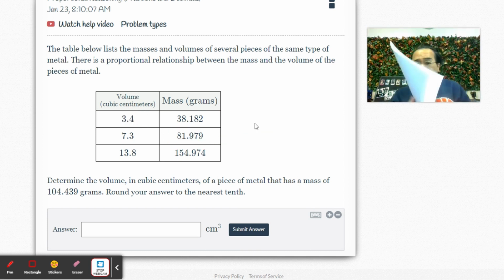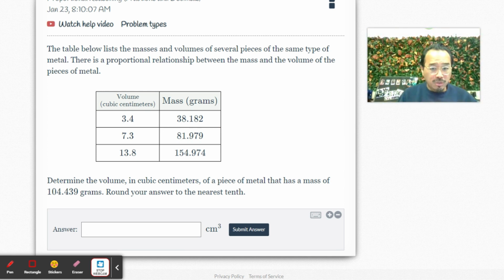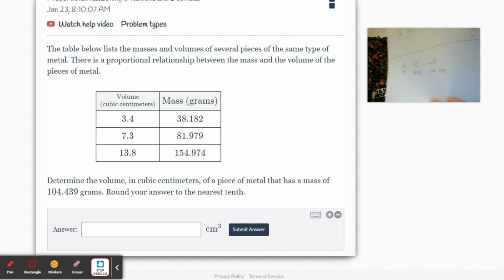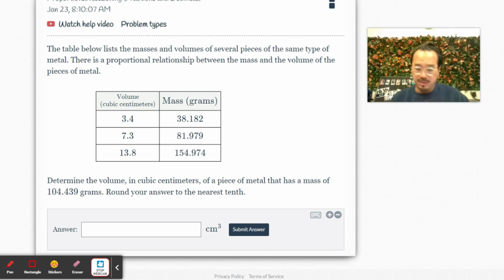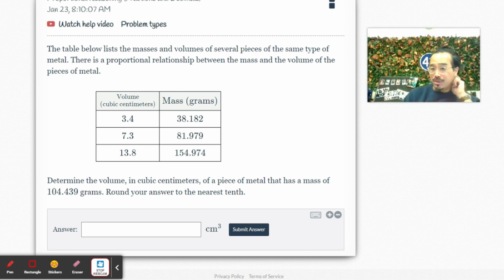Anyway, here's what I have so far. Now I want to know, if the mass was 104.439, how much is the volume to the nearest tenth? I have to make sure I read that. As a matter of fact, I'm going to write this to remind myself that it wants the answer to the nearest tenth, because otherwise I'm going to get it wrong and it'd be very embarrassing.